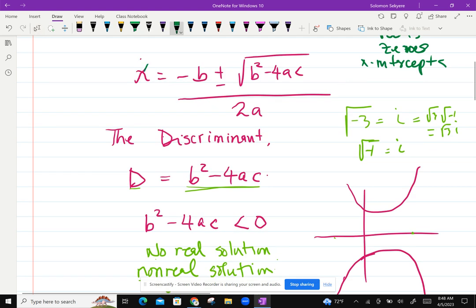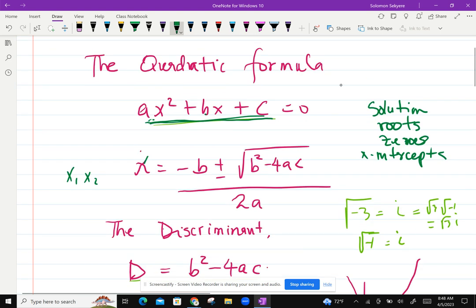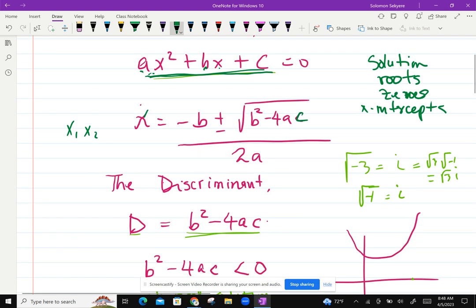Okay, so here's the quadratic formula. You're going to get x1, x2. This is how you find it: x is equal to minus b, that means b is the number multiplying your x, plus or minus the square root of b squared minus 4 times a times c, everything divided by 2 times a. That is the quadratic formula. We all know that.